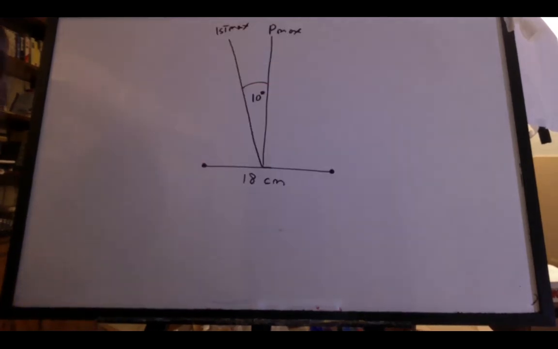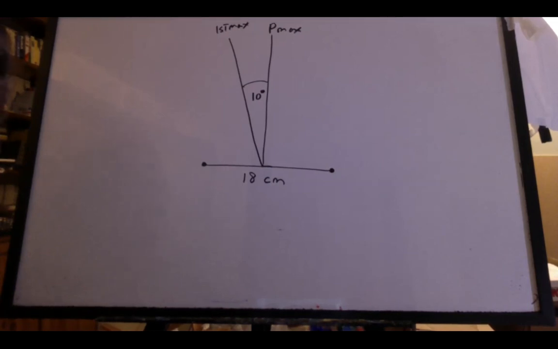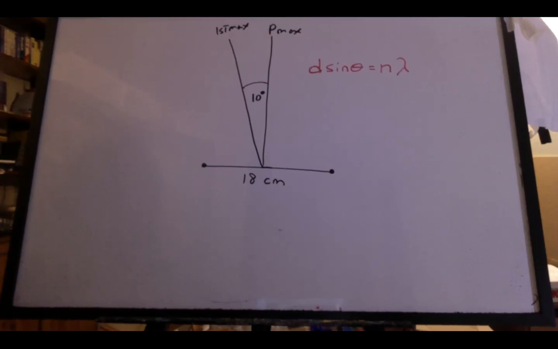Now, using the data from the actual lab at school in the wavelength, we had 10 degrees approximately from the principal maximum to the first maximum and 18 centimeters between the two sources. Now we'll use d sine theta equals n lambda. We're going to use 1 because we were at the first maximum. We get 3.13 centimeters for the wavelength.